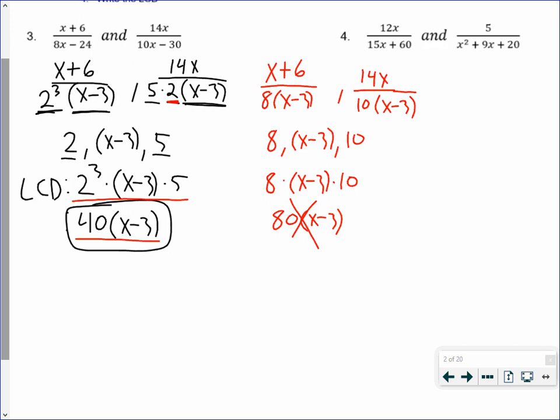You can double check your work on Canvas. We have our completed notes there. But for now, I'm going to keep on going.